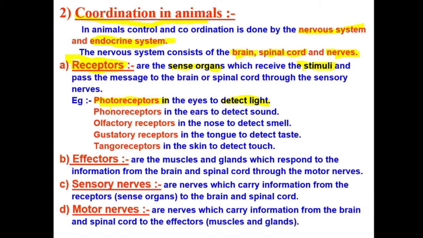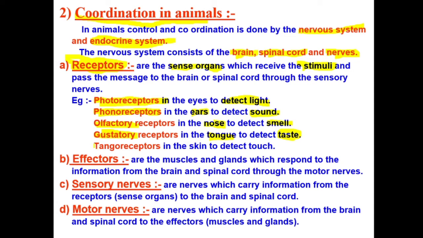We have phonoreceptors. Where are they located? They are located in our ears. They help in detecting sound. We have olfactory receptors. Where are they located? They are located in the nose. They help to detect smell. We have gustatory receptors. Where are they located? They are located in the tongue. They detect taste.